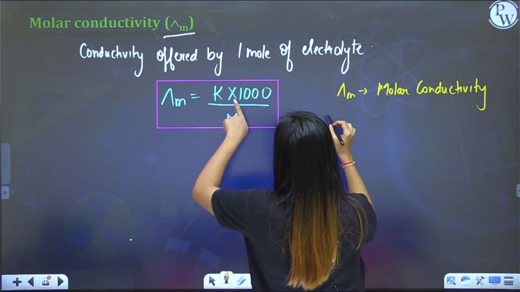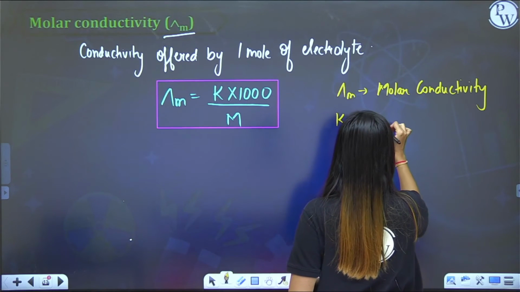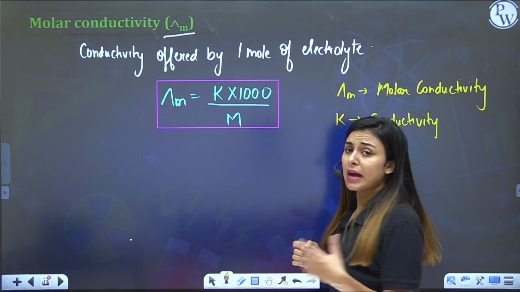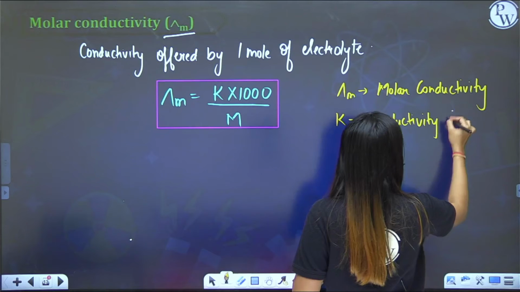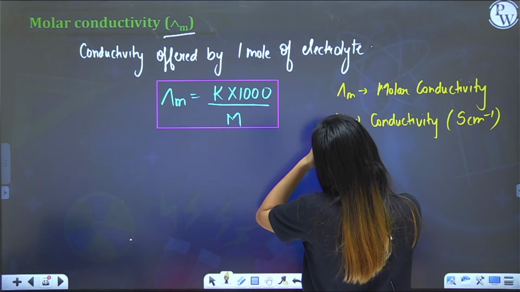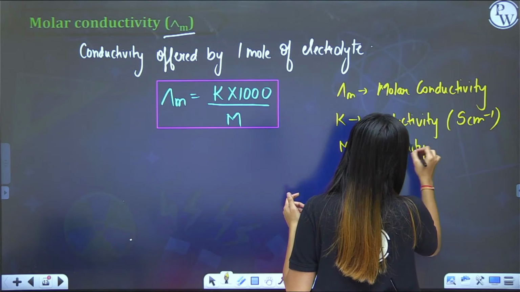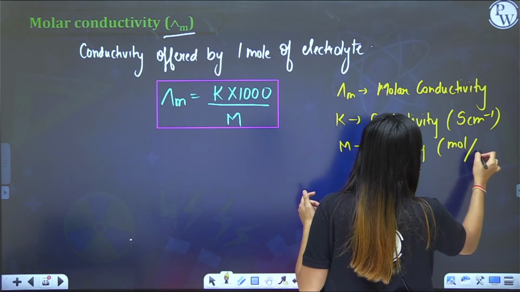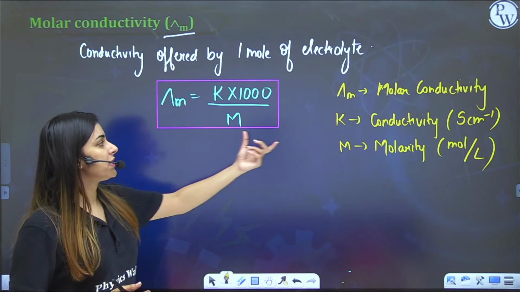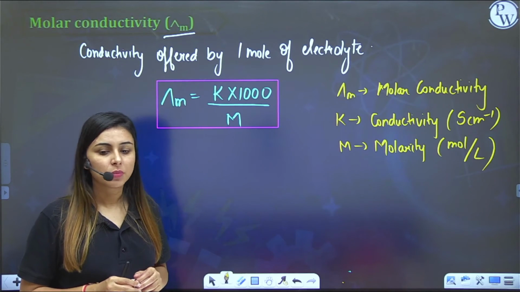What is K here, my dear students? This is your normal conductivity, kappa, right? Yes, and this is always given in Siemens centimeter inverse. M is your molarity, which we have studied, right? Molarity is always given in moles per liter. So this is the expression for your molar conductivity. I hope you're clear. Perfect.